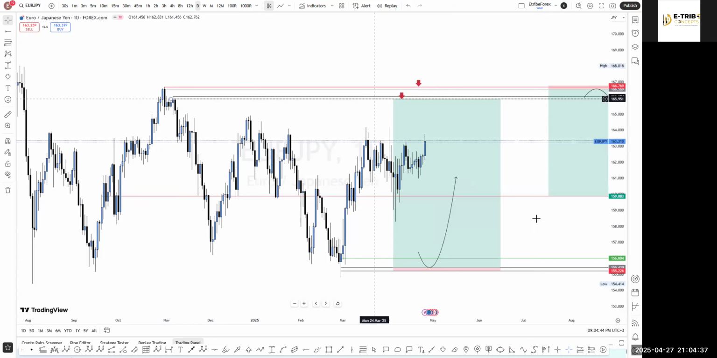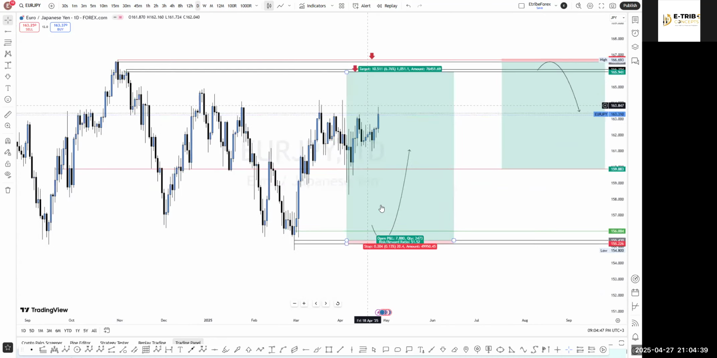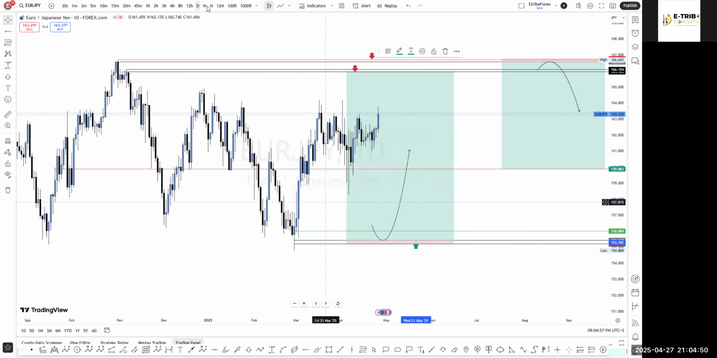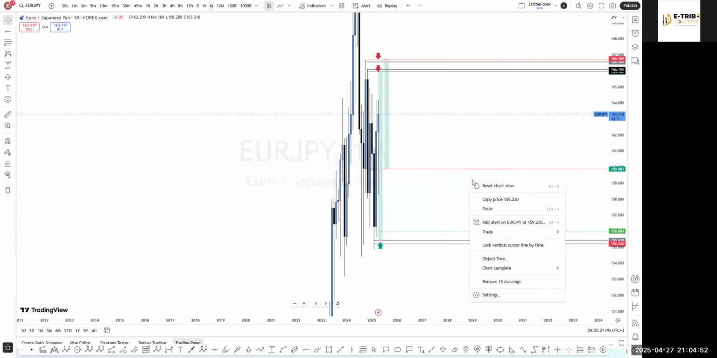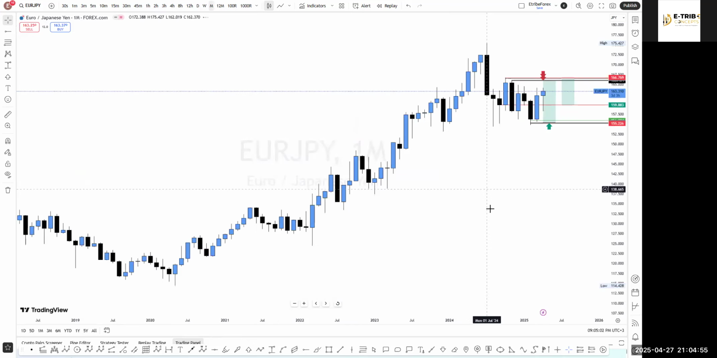So when the price will be coming down here, I'll be interested to look for some swing buys from around this zone. That is with the refinement. If you go back to monthly, you'll understand why I have those two setups.